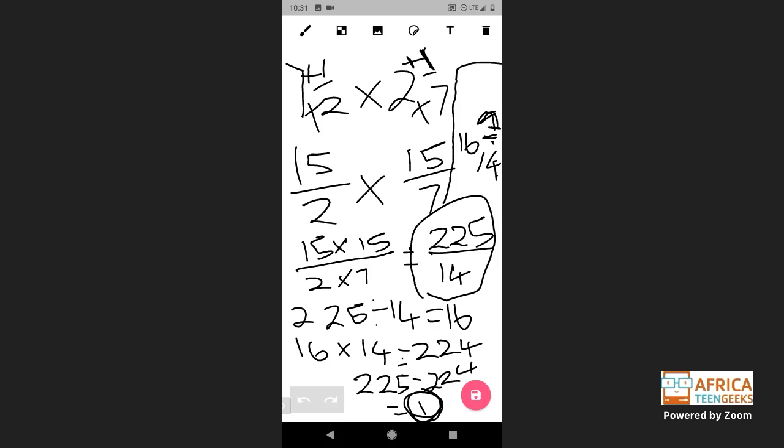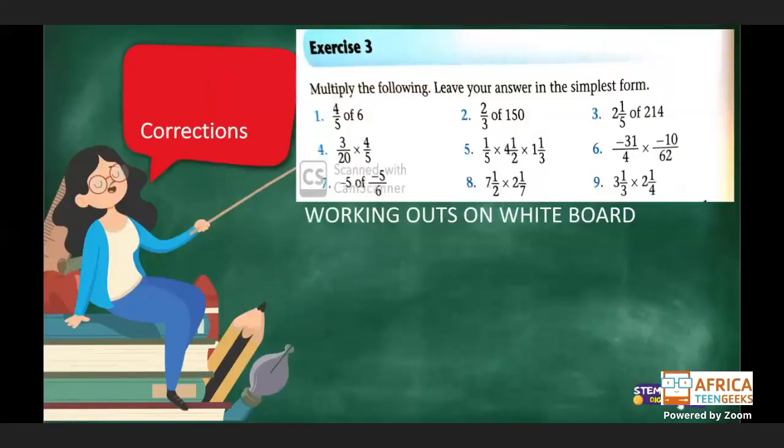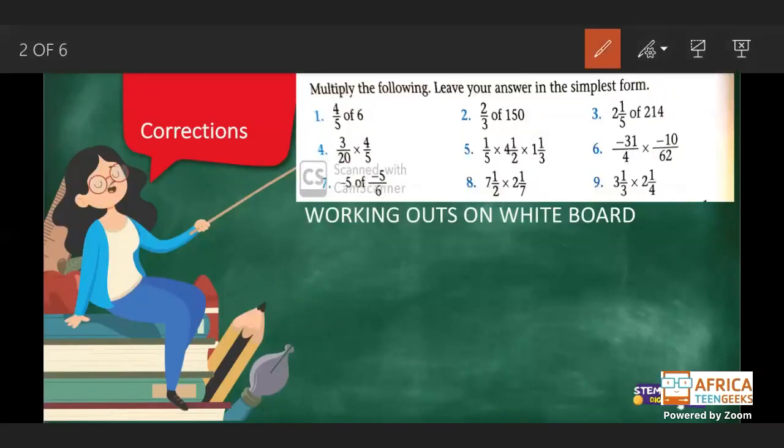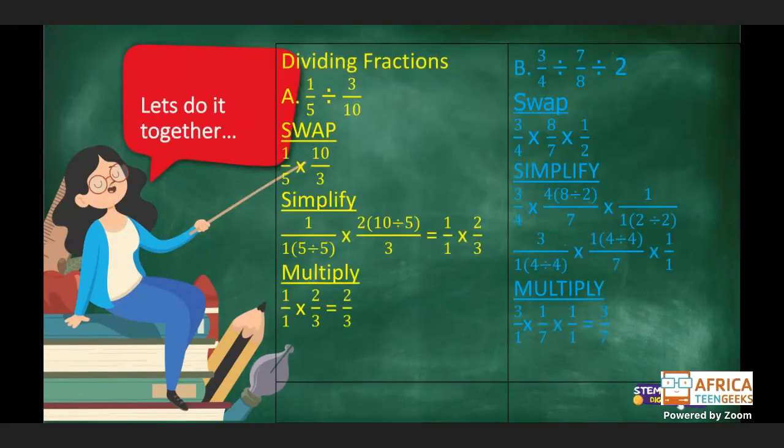All right, so let's go to today's lesson. Today we are done with our fractions. We are done with our home activity, our corrections. So now, guys, the new topic for the day is dividing fractions. You remember we are done with adding our fractions, subtracting our fractions, and multiplying our fractions. So today we will be dividing our fractions.